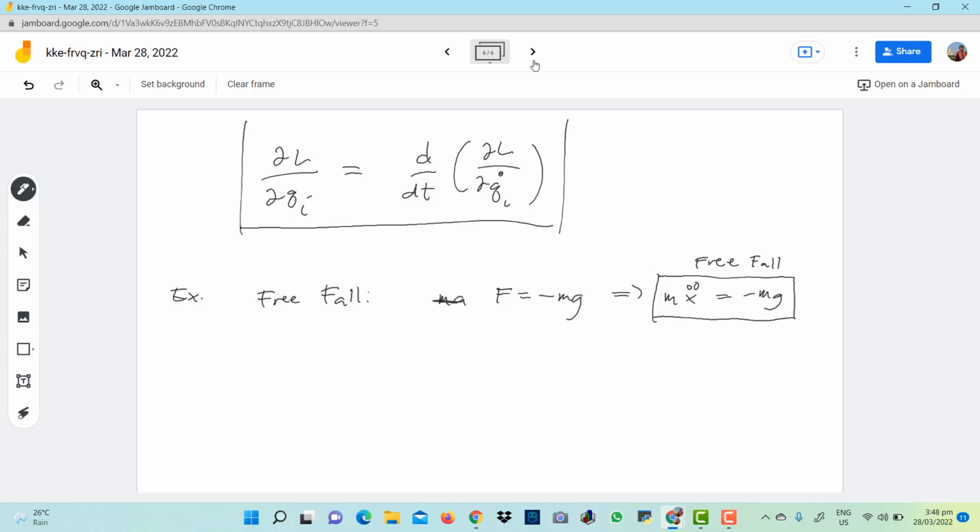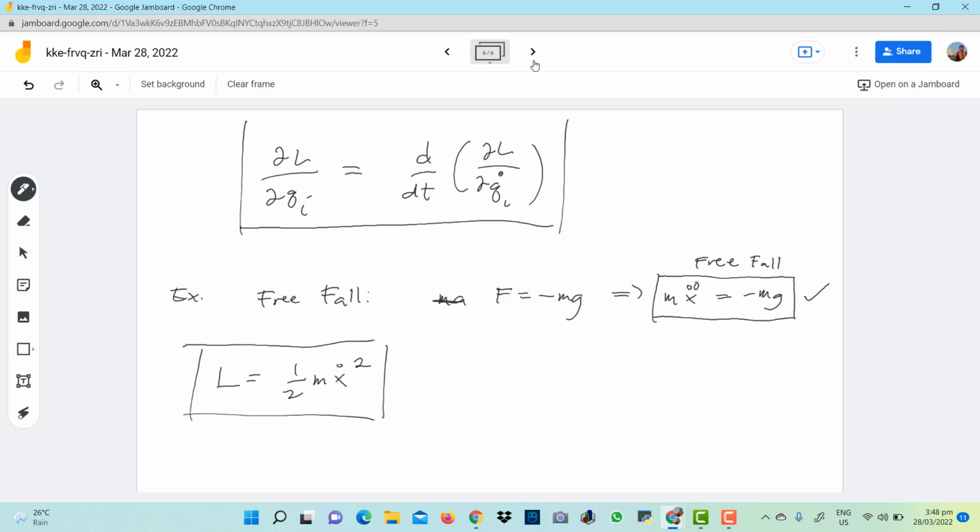So, let me derive the expression for free fall. Because I know for free fall, the Lagrangian is just equal to 1/2 mx dot square. There is no potential, right? Okay, free man siya, no? There's no potential. Zero potential siya. So, the Lagrangian for free fall is equal to this one. It's just the kinetic energy, 1/2 mx dot square.